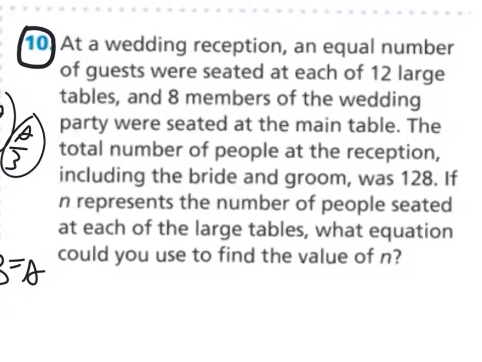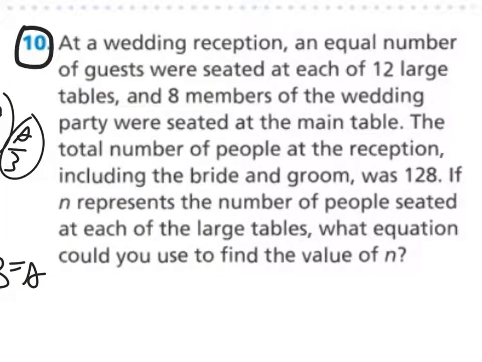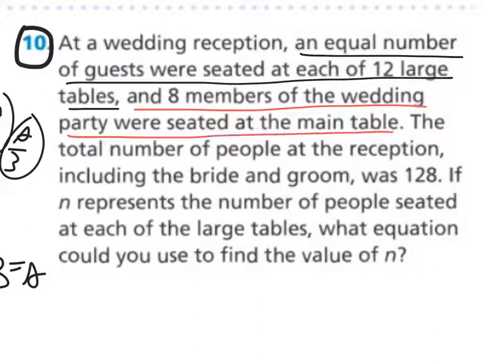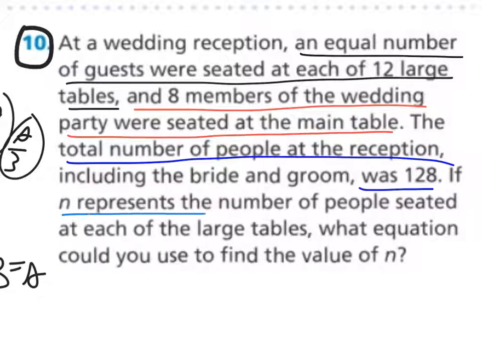So we'll look at number 10. At a wedding reception, an equal number of guests were seated at each of 12 large tables, and 8 members of the wedding party were seated at the main table. The total number of people at the reception, including the bride and groom, was 128. So if n represents the number of people seated at each of the large tables, they want us to come up with an equation that could be used to find the value of n.